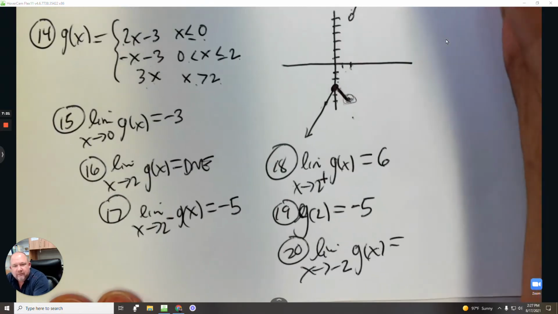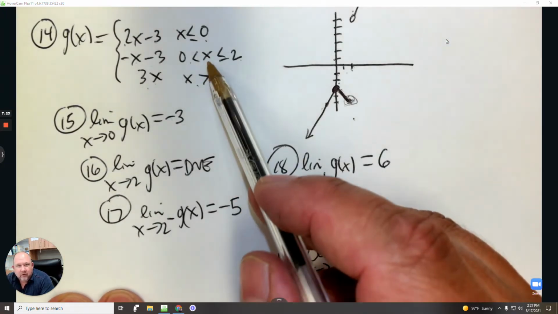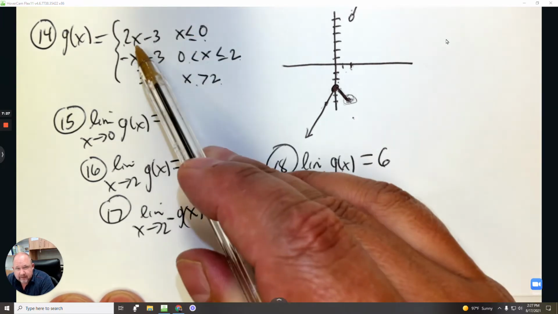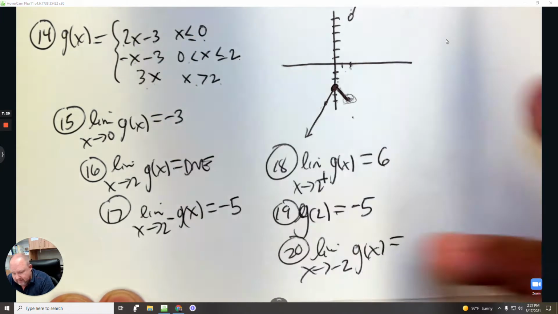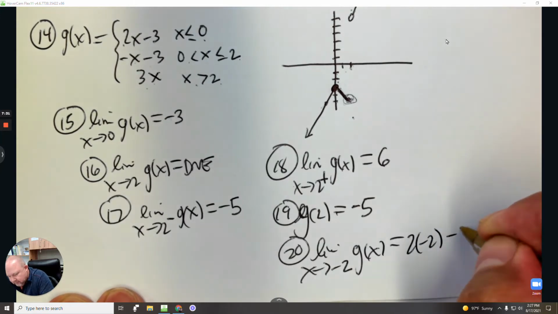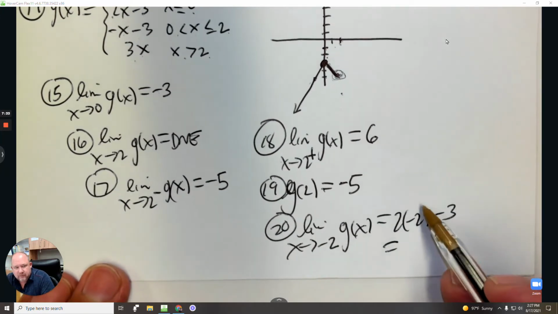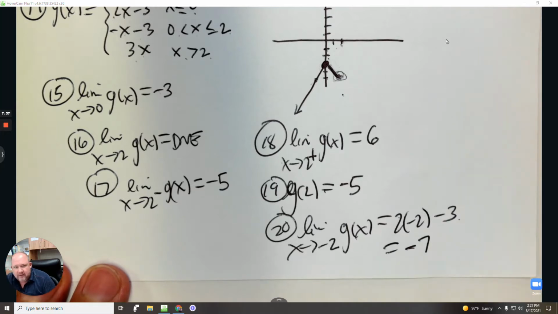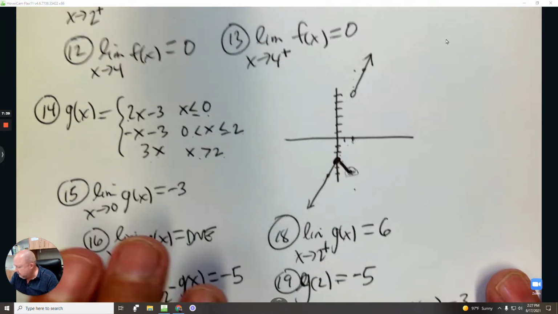Well, for -2, we go into the top piece because -2 is less than or equal to 0. Plug -2 in and get your answer. So -2 times 2 is -4, take away 3, and you have your answer. All right, number 21.